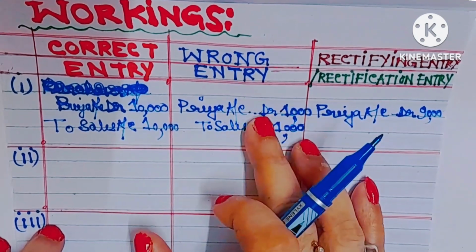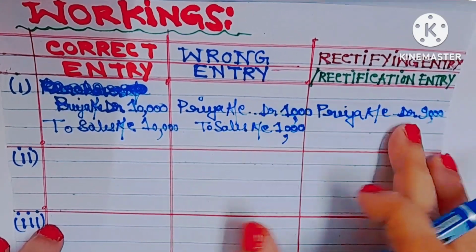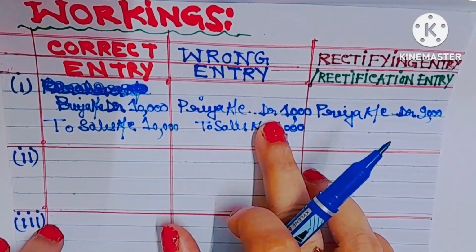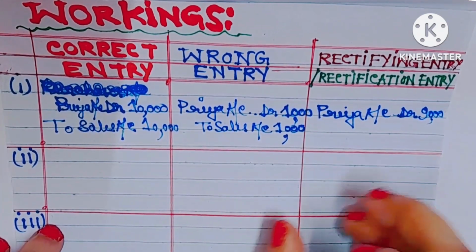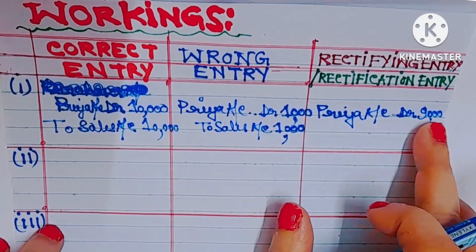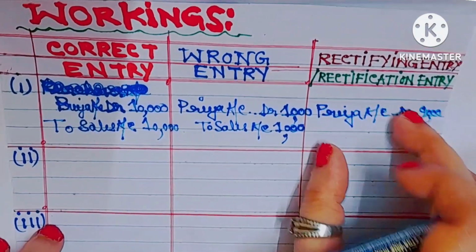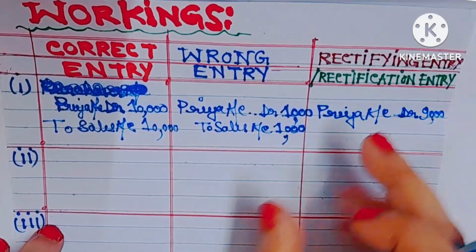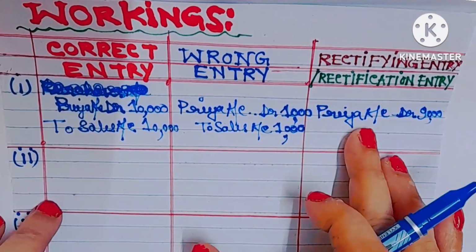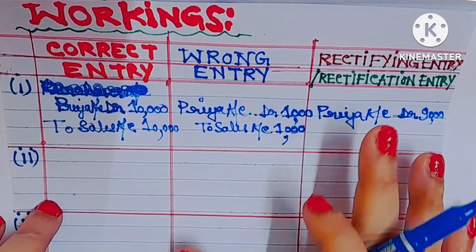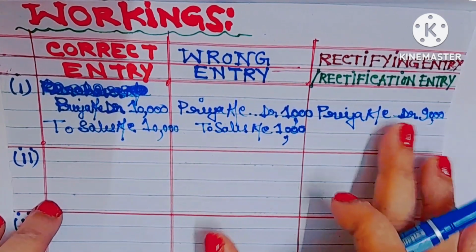So to increase the amount, please do not reverse the entry. Write the debit side as debit side. Okay, so Priya account debit 1,000. In the rectifying entry, you will write Priya account debit with the differential amount. What is the differential amount? 9,000. Priya account will be on the debit side in the rectifying entry also. Do not reverse the entry to increase the amount. Please remember, in case of increasing the amount, you do not have to reverse the entry. You just have to add the differential amount on the same side.